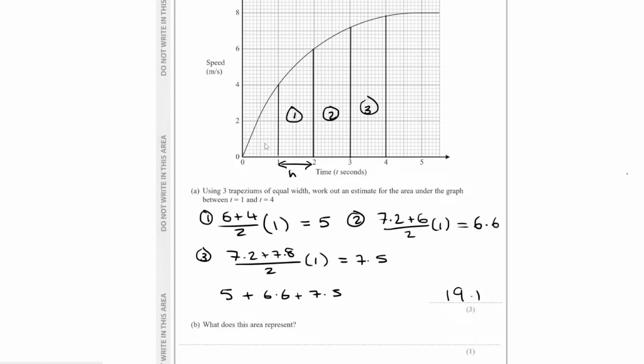Well, in this case we don't need the triangle because they've only asked for 3. Obviously, if in the case you did have a triangle, then you'd add that as well.